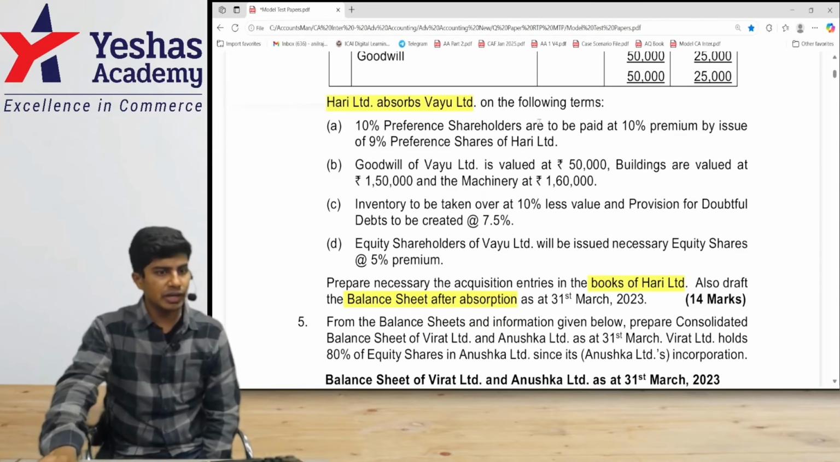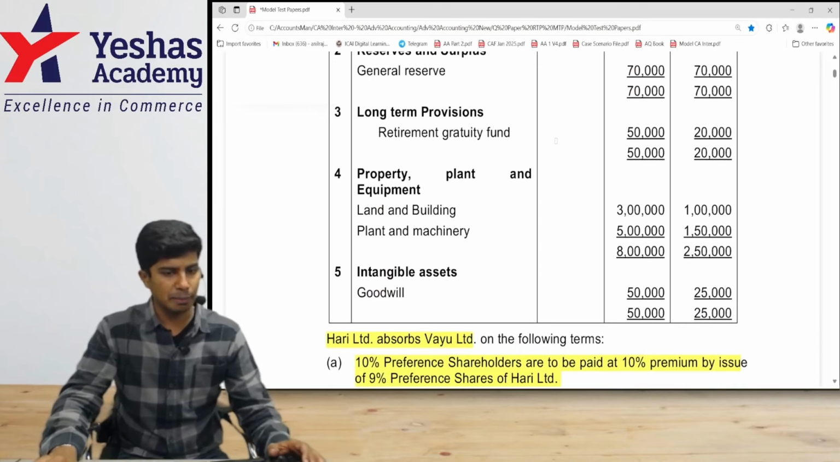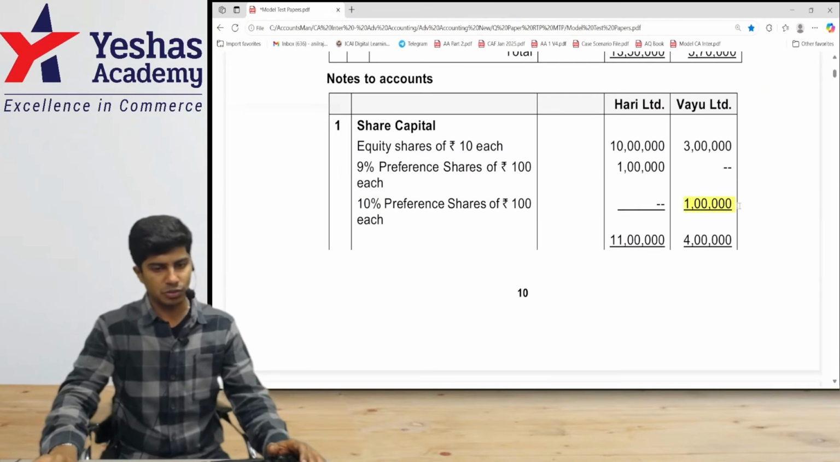Guys, understood? Quickly read this. 10% preference shareholders are to be paid at 10% premium by issue of 9% preference shares of Hari Limited. So in this company, Vayu Limited, how much is preference shares? It is 1 lakh rupees.